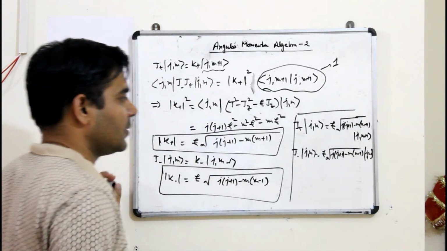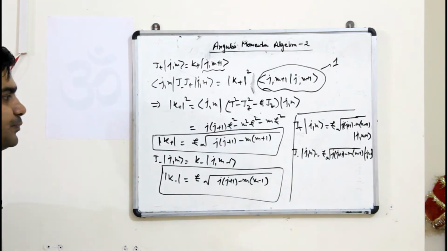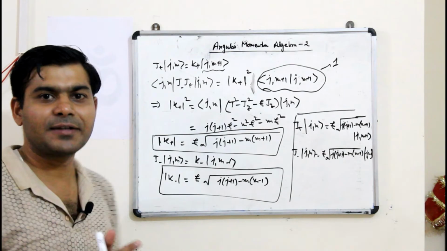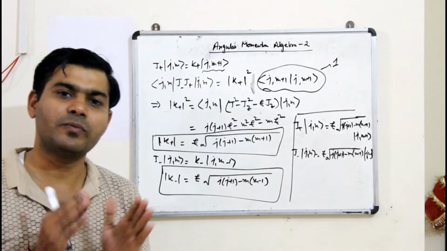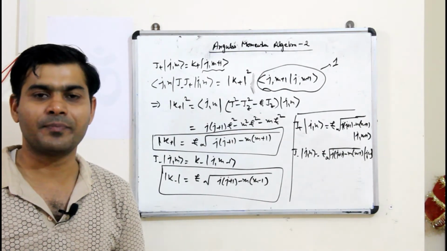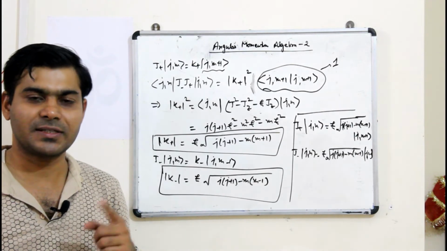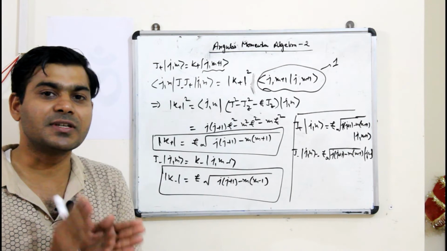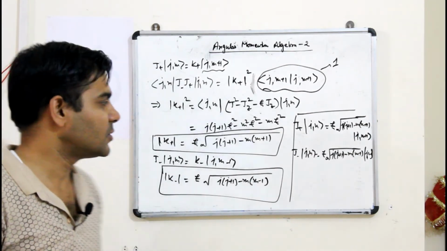Okay, that's what we know now. So now we know the action of J squared on |j, m⟩. We know the action of Jz on |j, m⟩. We know the action of J plus and J minus on |j, m⟩. What is left is that we don't know the action of Jx and Jy on |j, m⟩. So let's find out.